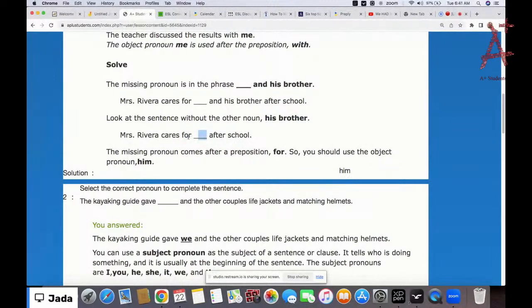Okay, so that's it. Always make sure that you remove the additional noun in the sentence. If you remove it, you can easily figure out your answer.